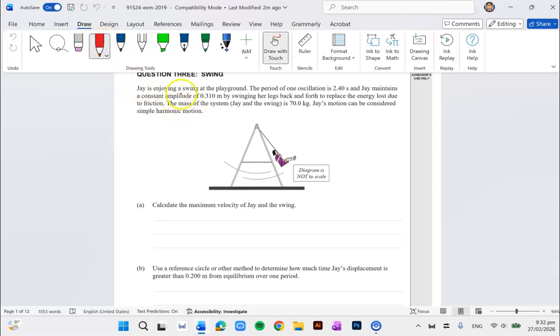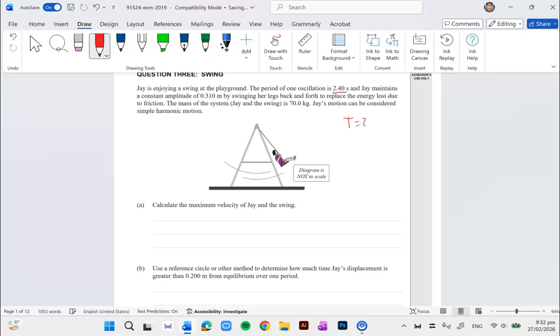J is enjoying a swing at the playground. We've got the period of one oscillation is 2.40, so that's the time period. I'll just write that down. And J maintains a constant amplitude, so that's also another bit of information we can use, 0.310, by swinging her legs back and forth to replace the energy lost due to friction. The mass of the system is 70 kgs, so we've also got the mass. And J's motion can be considered simple harmonic motion. Calculate the maximum velocity of J and the swing.